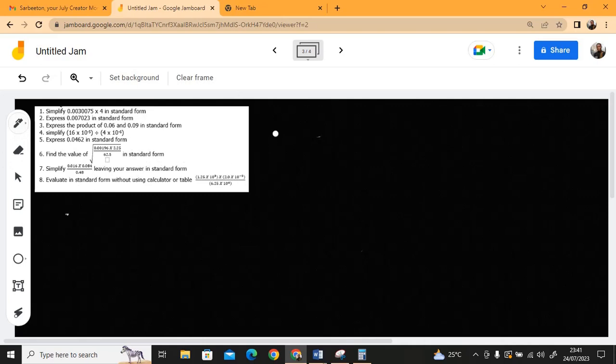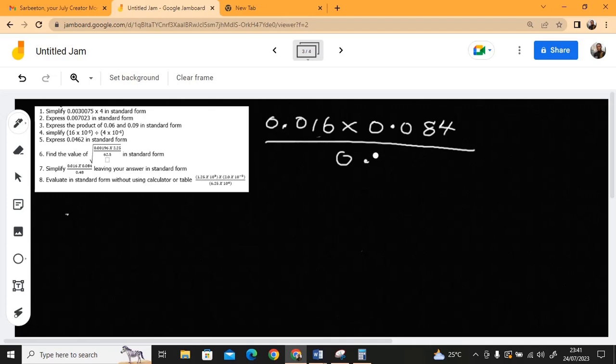This one doesn't have. So we have 0.016 times 0.0884 over 0.48. Now what I said earlier is that you make this thing in ordinary form to make it easier for you.